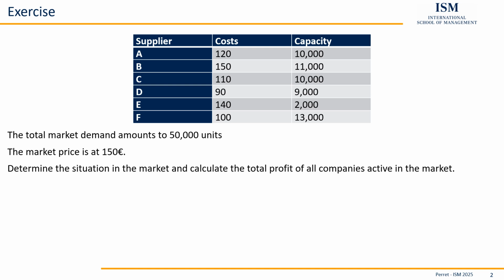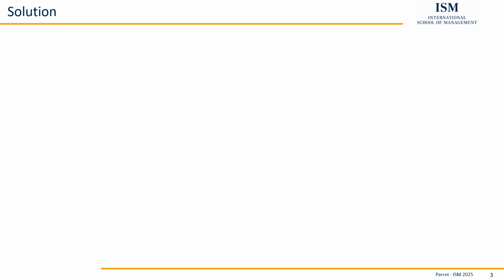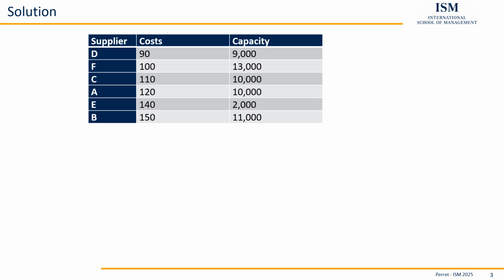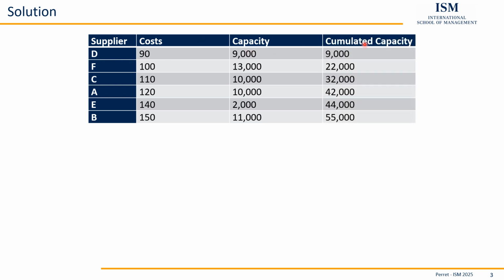Well, let's start with this by taking the table we had before and ordering this by costs. Ordering this by arranging the costs in an ascending fashion, and then also noting the capacity for the respective suppliers. In addition to this table, we're going to calculate cumulative capacity to make the construction of our graphic, which illustrates the situation, a bit easier.